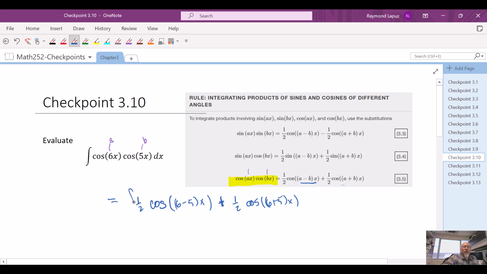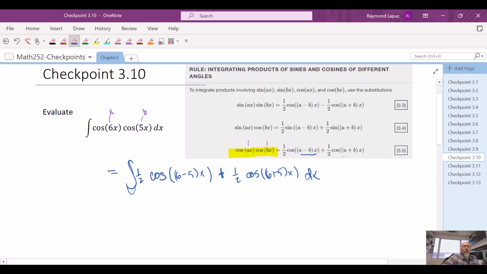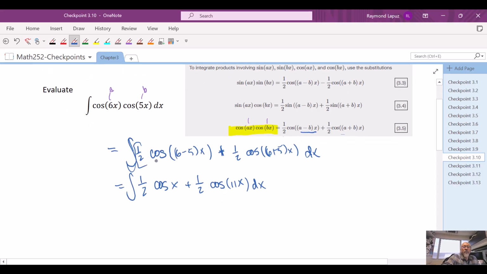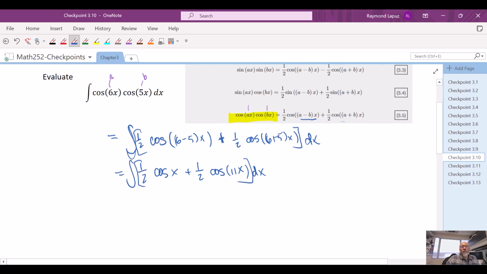All right. Having this inside of your integrand, it just means that we're going to split this up into two integrals, or we can just integrate. But let's rewrite this integral as the integral of 1/2 times the cosine of x plus 1/2 times the cosine of 11x dx. All right. I think we probably should have big parentheses around these things for good measure.